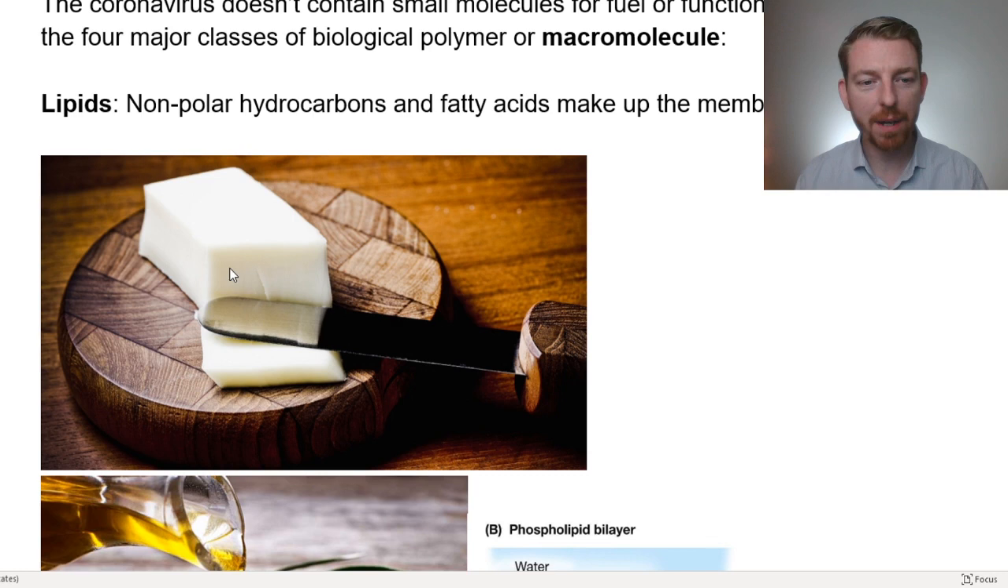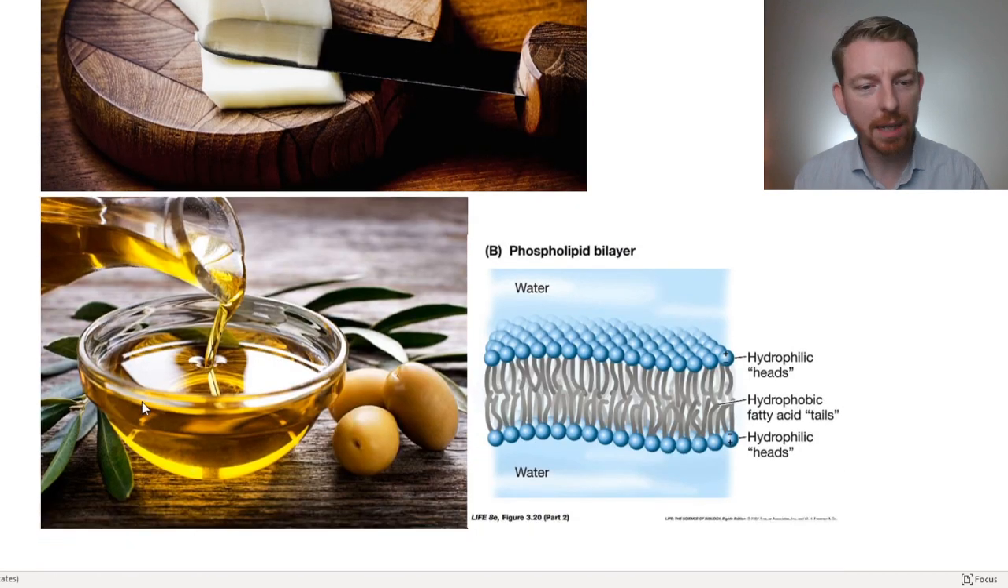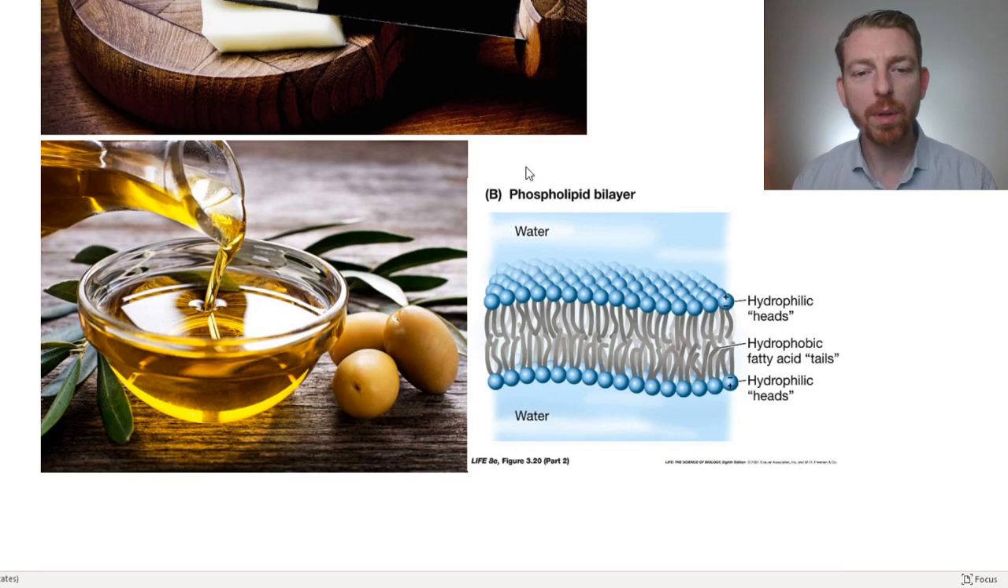If it's a saturated fat or a saturated lipid, it would look like lard, like an animal fat. If it's unsaturated, it'll behave like an oil. We'll talk about why. And it's also related to these phospholipid bilayers, which I'm sure you would have heard about, say, in a biology class before, that make up these cellular membranes, including the cellular membrane of the coronavirus.